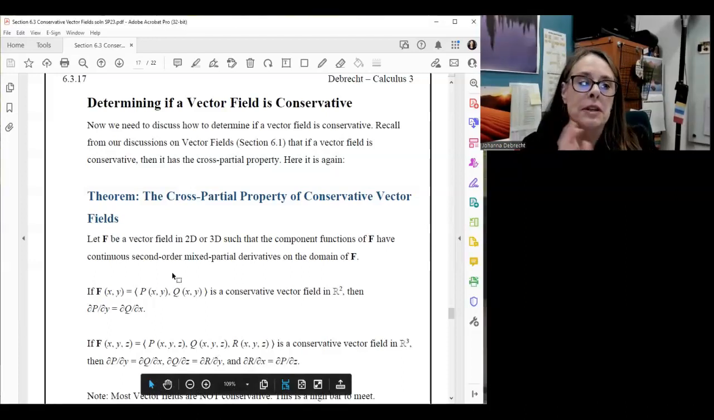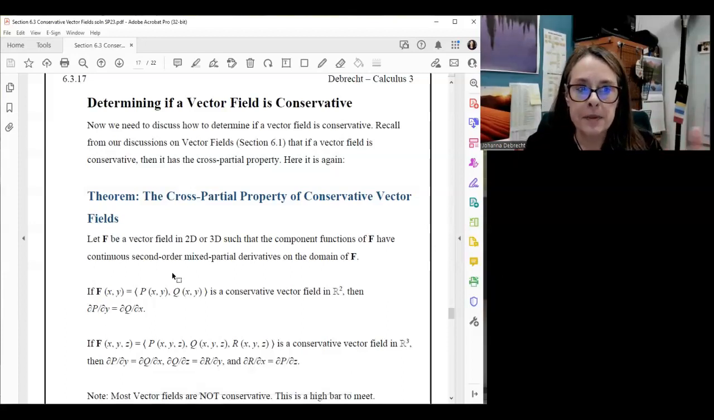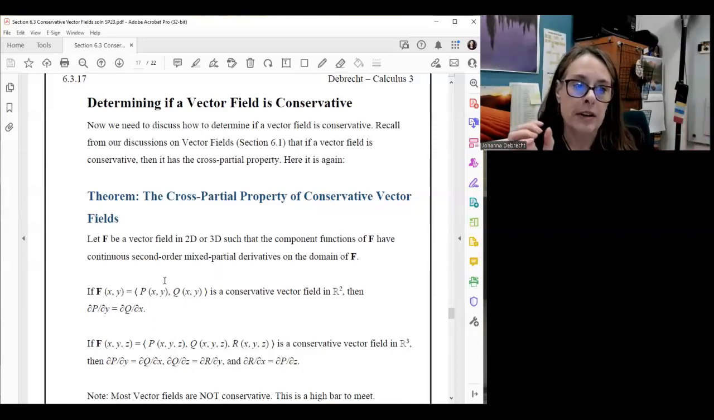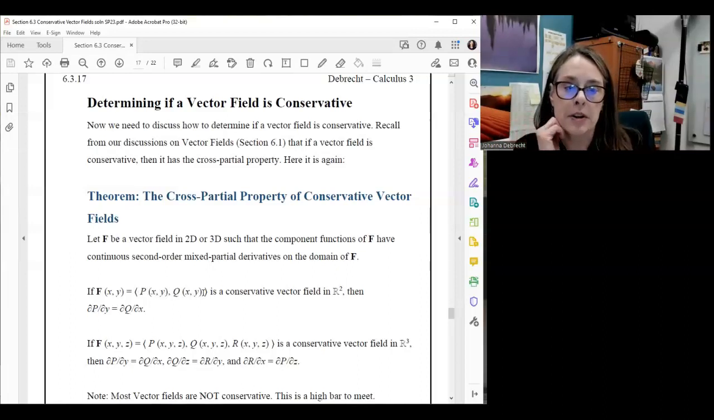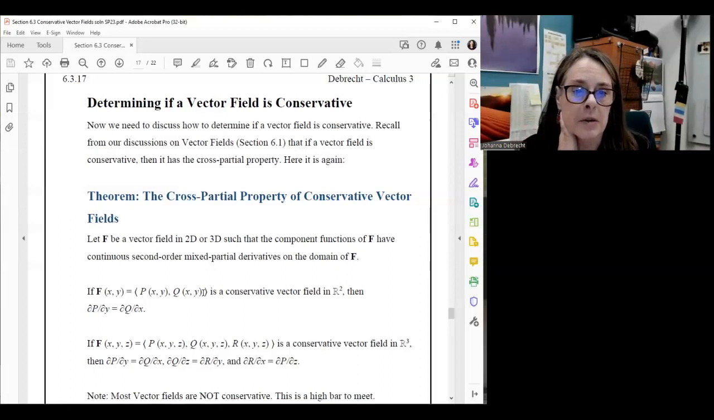Okay, so let's suppose we have a vector field in 2D or 3D, and the components have continuous second order mixed partial derivatives. Now, let's suppose that it's a function of two independent variables, x and y. So we've got some component for the x, which is a function of x and y, p, and then we've got a second component, q, which is also a function of x and y.